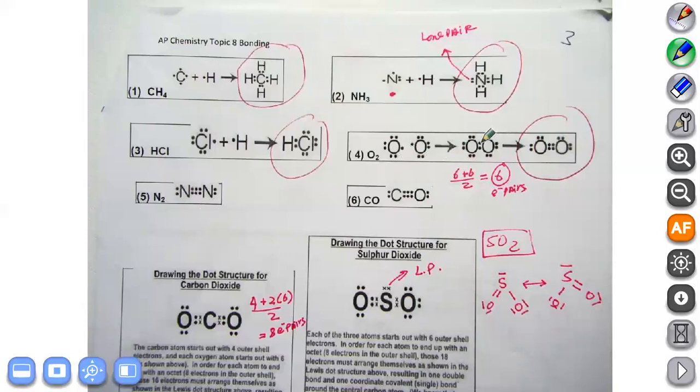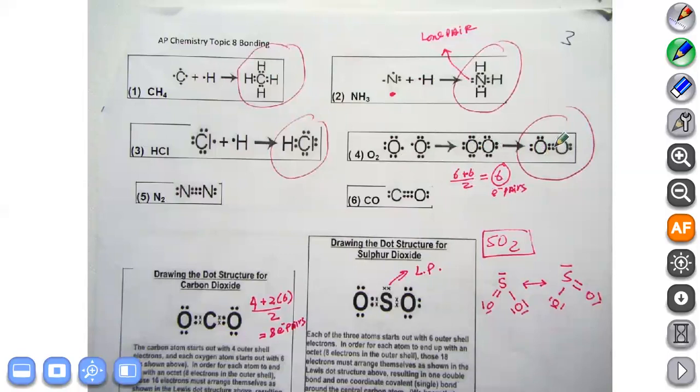Number 4, O2, it needs to have a double bond. So again, let's practice counting up the valence electrons. You have 6 and 6 coming from each of the oxygens, dividing that by 2 to satisfy the duet rule. You have to account for 6 electron pairs. And if you count up electron pairs, you have 6.